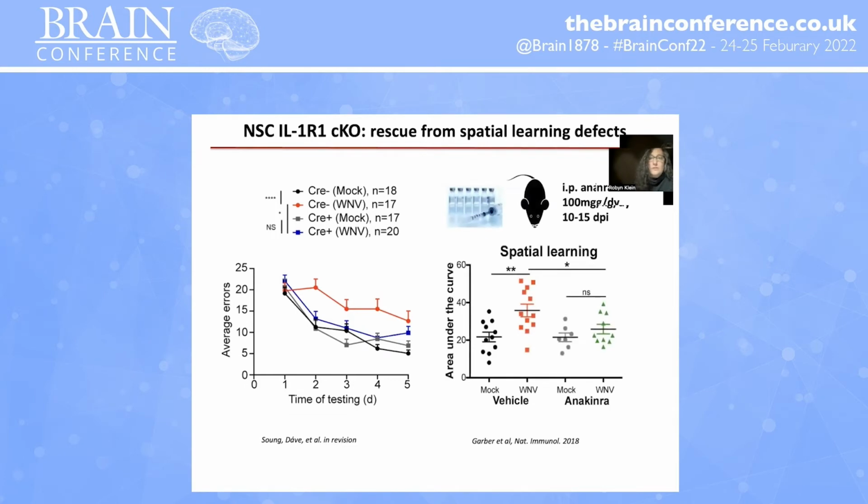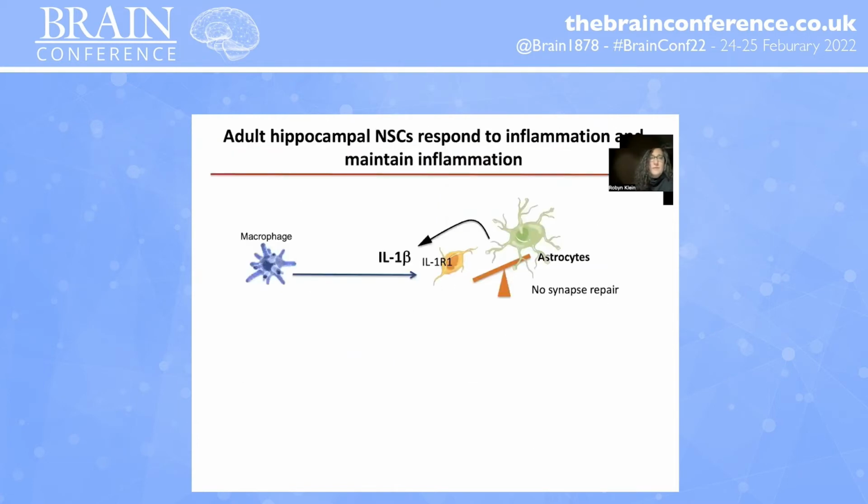And we had also shown previously that if you administer an IL-1 receptor antagonist during the acute phase of infection, and then look 52 days later at spatial learning, you could prevent the development of spatial learning defects. And so adult hippocampal neural stem cells respond to inflammation and maintain inflammation through the effects of IL-1 beta on neural stem cells. So what about neurovirulent viruses?